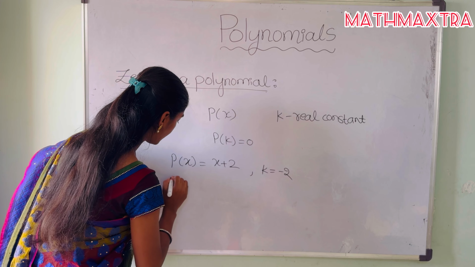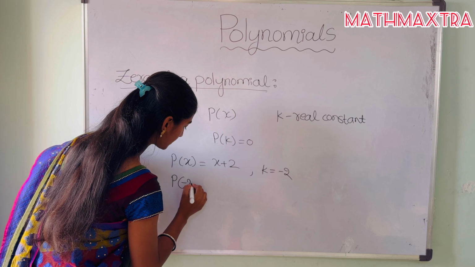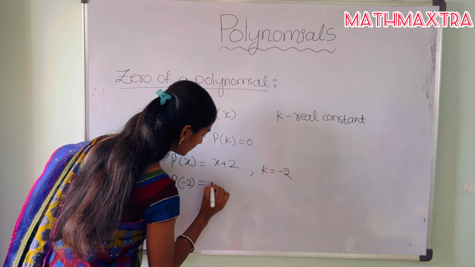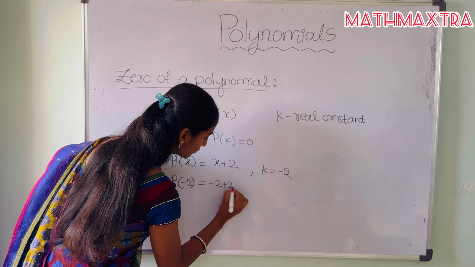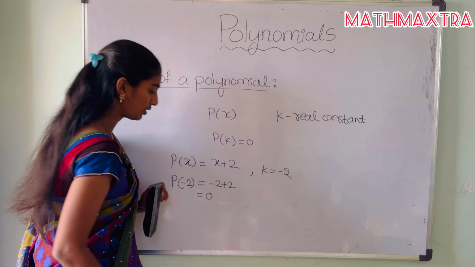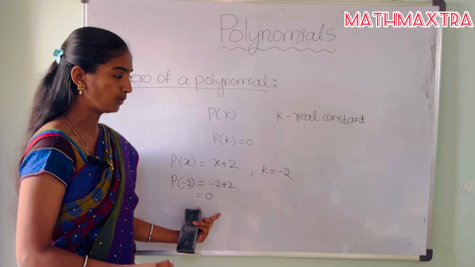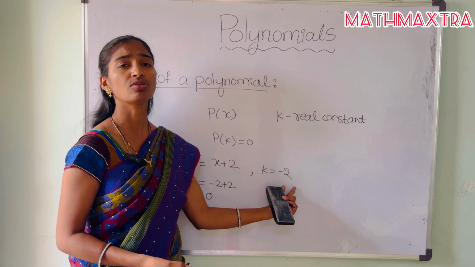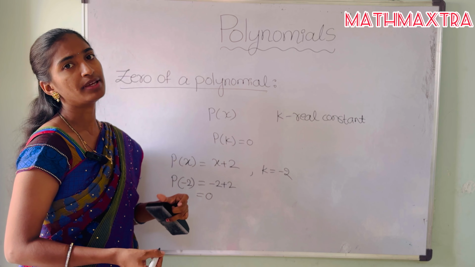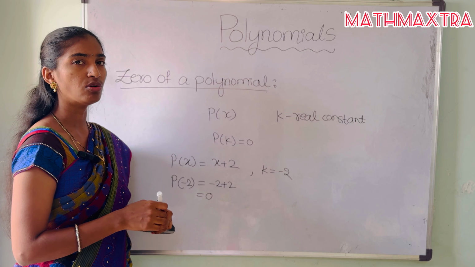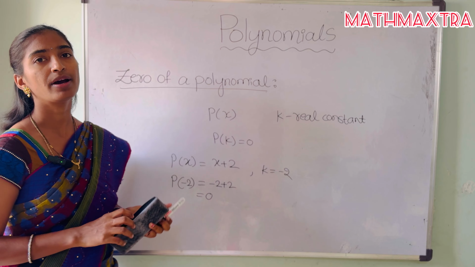So what I am doing? I am substituting in place of x. So p of minus 2 is equal to minus 2 plus 2. What happens? It will become 0. Yes, as the polynomial p of minus 2 is equal to 0, this minus 2 is called a zero of that polynomial. Okay, so this is how we can define a zero of a polynomial.